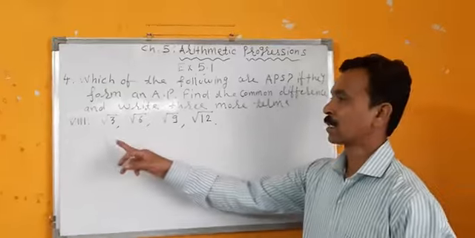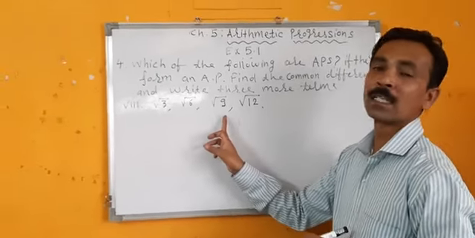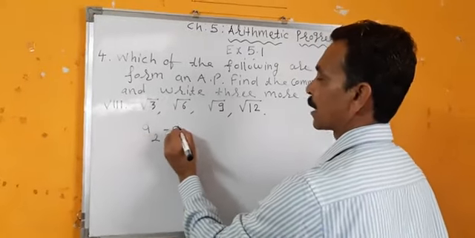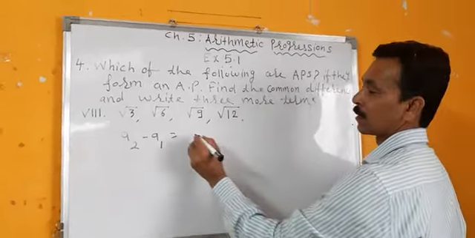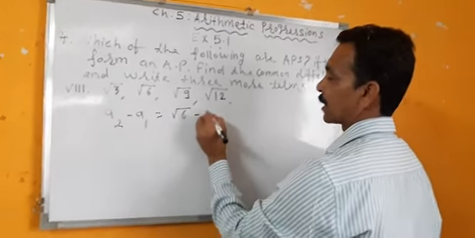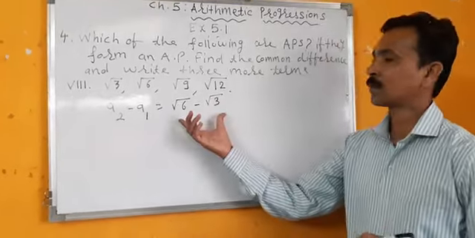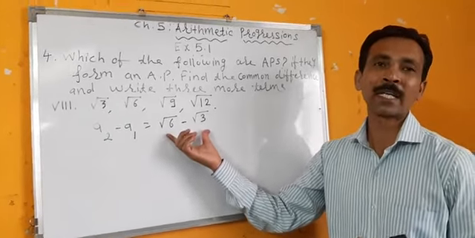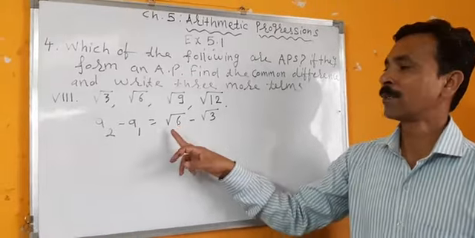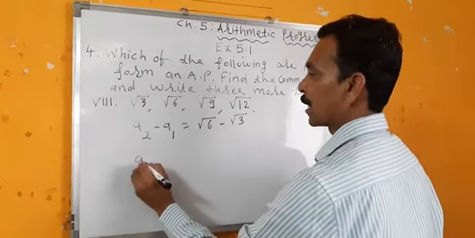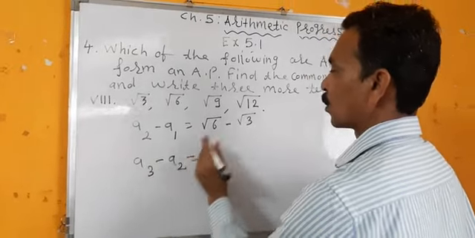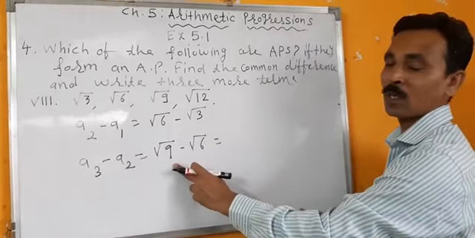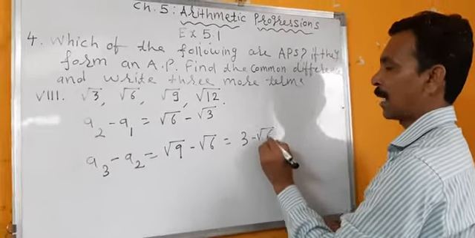The next series is root 3, root 6, root 9, root 12. First we'll find A2 minus A1. What is A2 here? Root 6 minus, what is A1? Root 3. They cannot be subtracted because both are irrational and there are no factors here that we can take common. So it will remain as it is. Then A3 minus A2. What is A3? Root 9 minus root 6. What is square root of 9? 3 minus root 6.